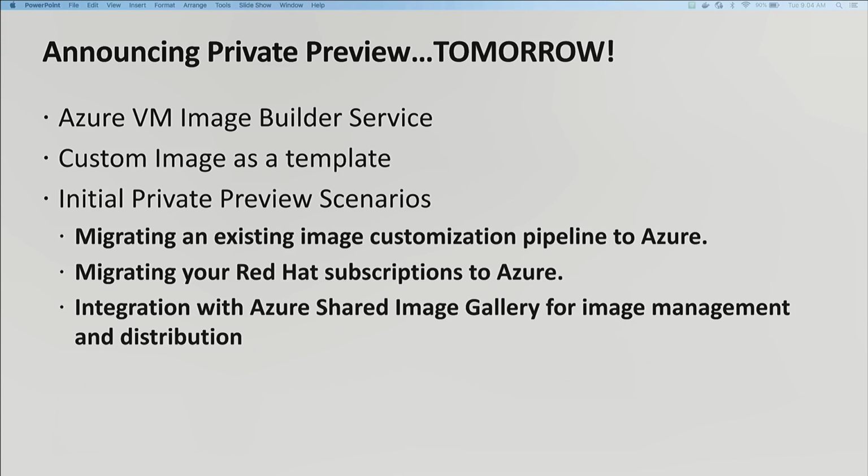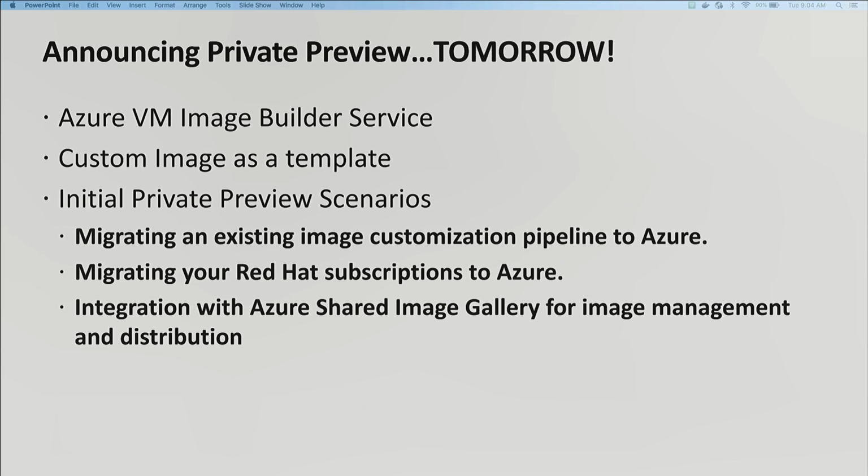All you have to do is provide an endpoint where you want the image to be spat out to. So what are we targeting for private preview? The ability for you to migrate your existing image customization pipelines to this service. So if you're customizing images using shell scripts, you can literally lift out those shell scripts, and then they can be ingested by the image builder, and I'll show you some examples of that.